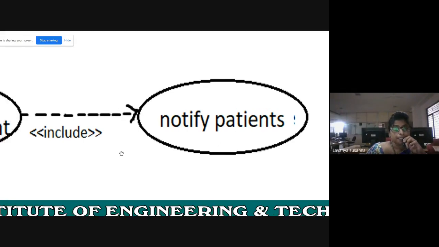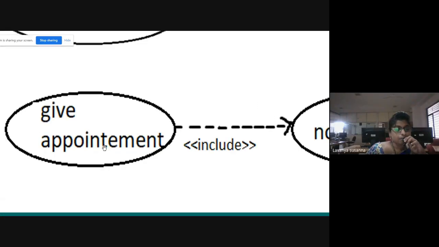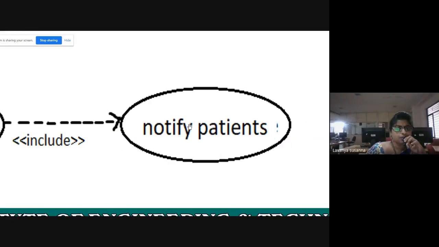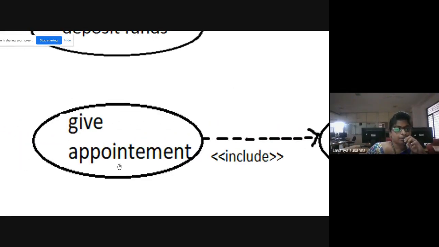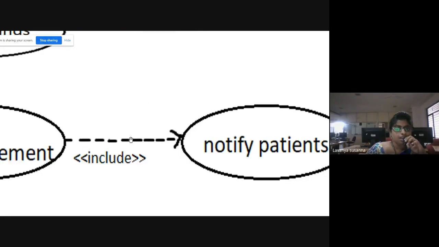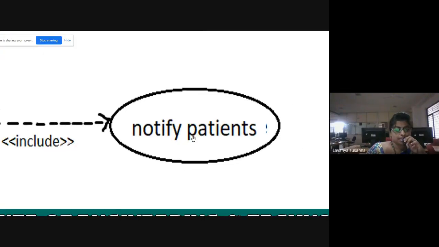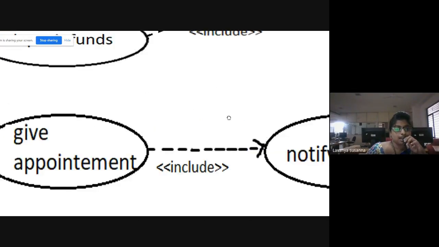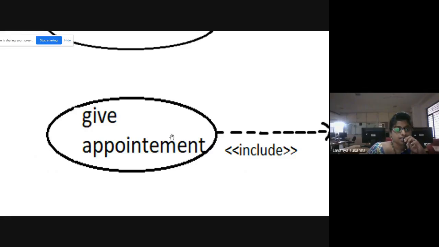That means in order to execute the give appointment use case, in order to execute this functionality, the notify patient use case must be executed. Give appointment is the base use case. This use case must call the notify patient use case. This functionality must be executed. Otherwise the give appointment use case is incomplete.